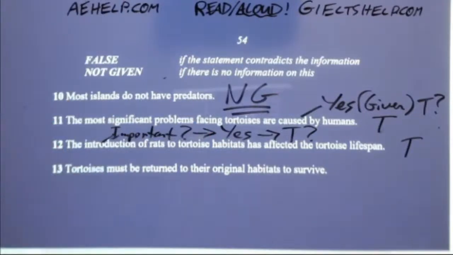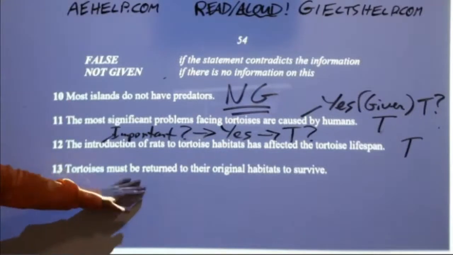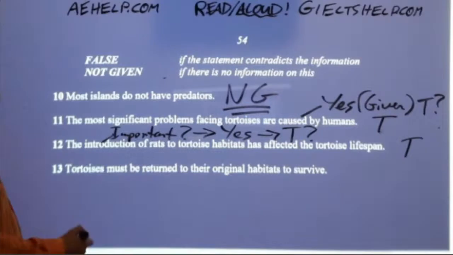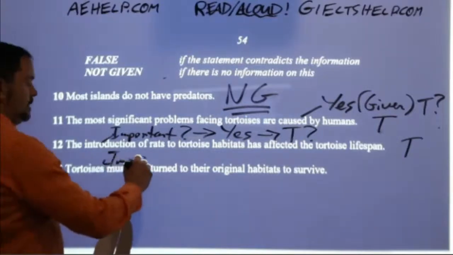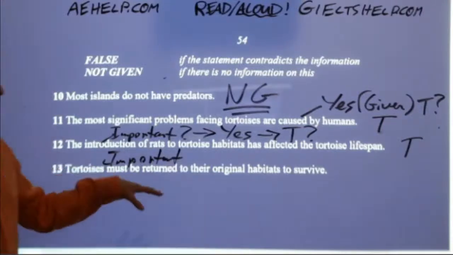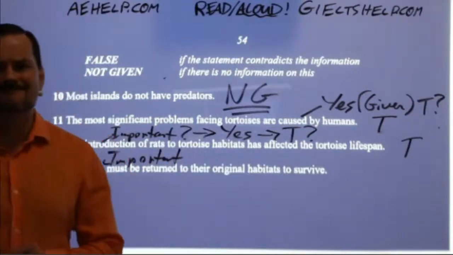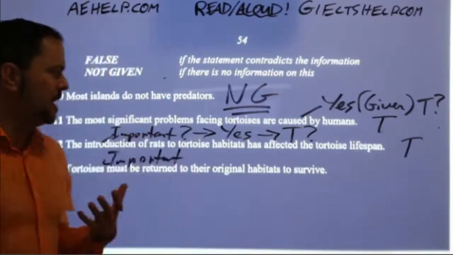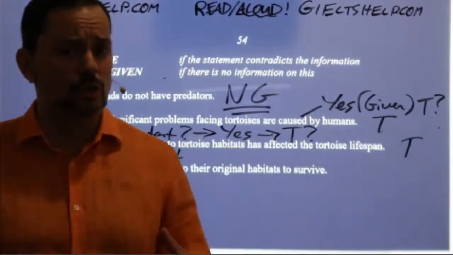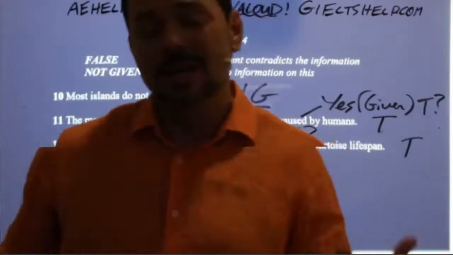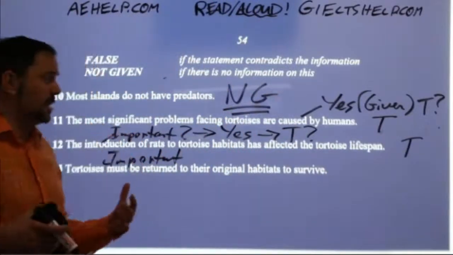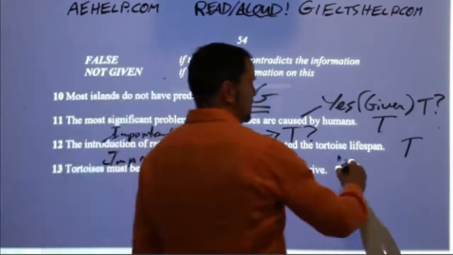Okay. All right, and the last one, tortoises must be returned to their original habitat to survive. Okay, important? So is it important to know that a tortoise has to go back to its original habitat to survive? That seems kind of weird to me. And here, if I use my logic, do we ever see turtles and tortoises living in zoos or as pets in people's homes? Yeah, so obviously they can survive outside of their island, right? So this one I would have to say is not given.